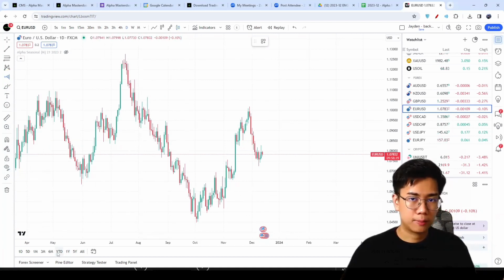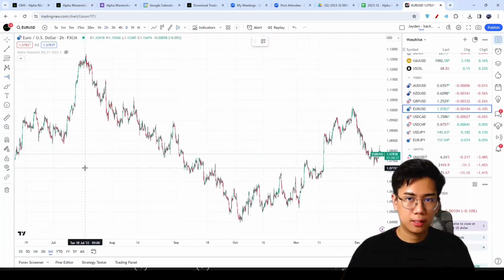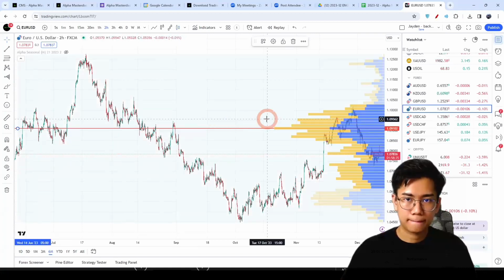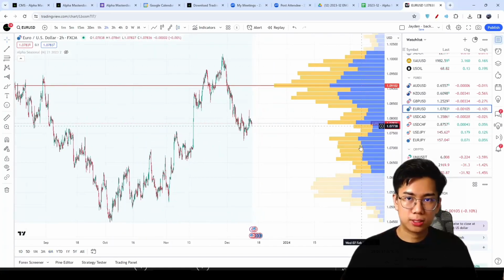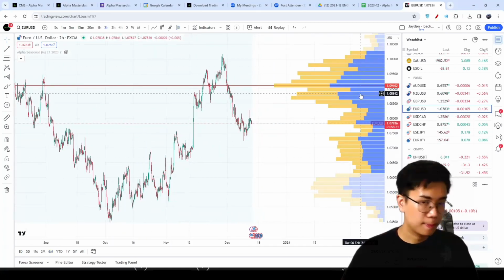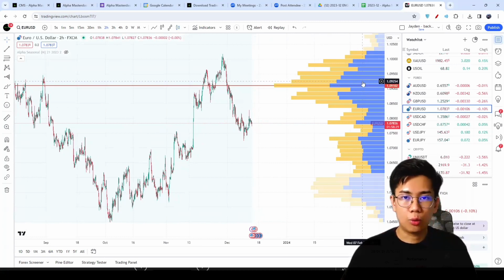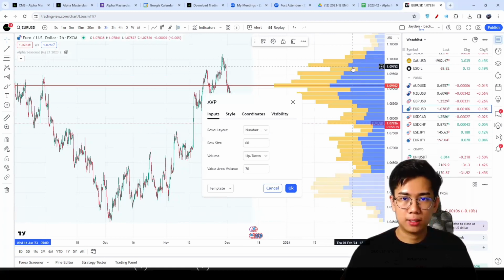You click on the past 6 months. Click. So this is super big, gigantic. This is what we call the volume profile. Now, how to use this? You double click on this and edit some settings first.